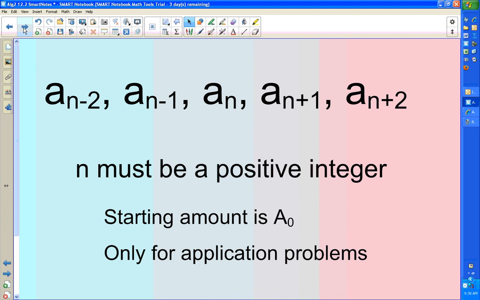I've always used a sub 1. The majority of the reference materials you'll find will use a sub 1 for the first term. And when I was at Oakmont teaching it, it was really confusing. I don't know if I was more confused or the kids were more confused because I was.